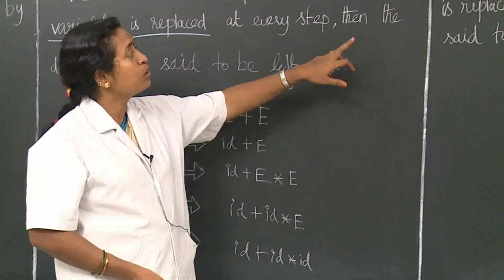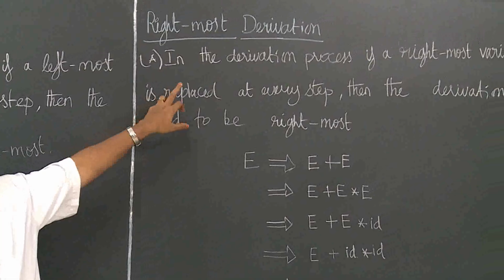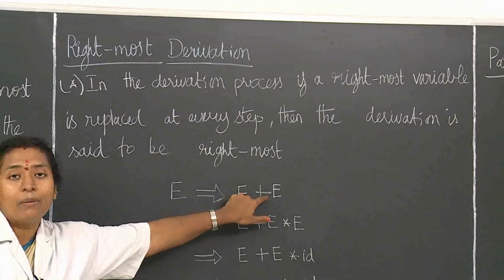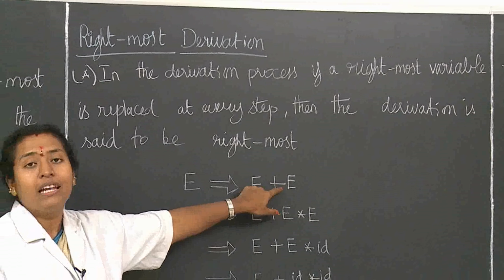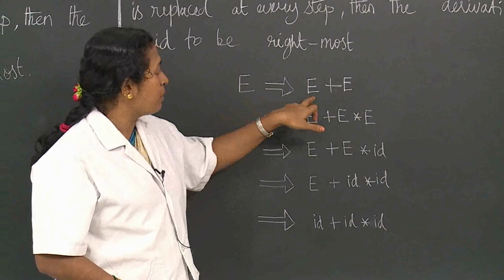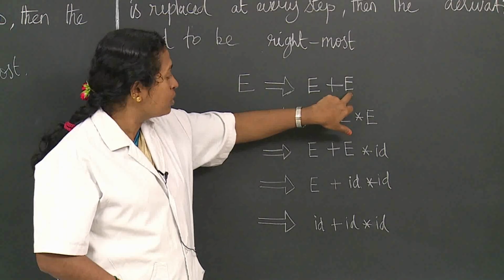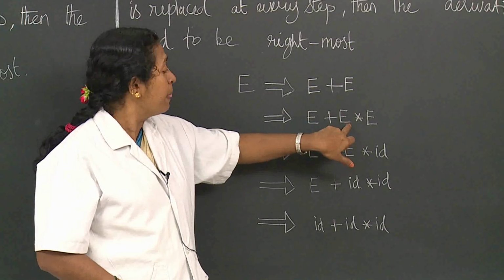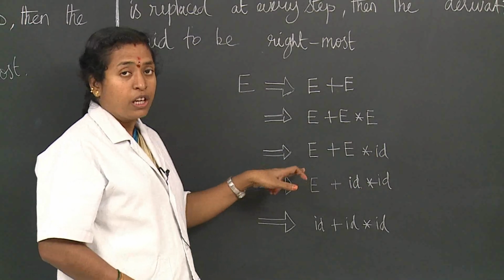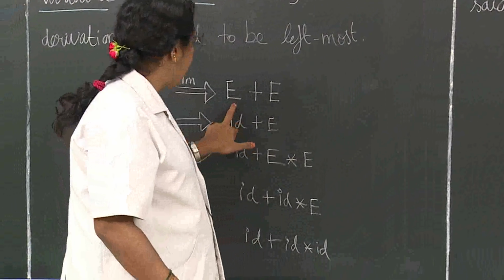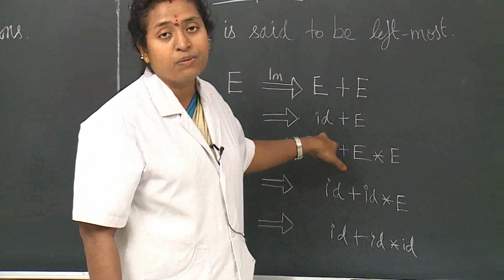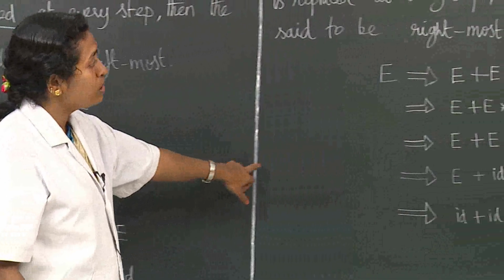Next we can see rightmost derivation. In the rightmost derivation, if the rightmost non-terminal is replaced first, then it is known as rightmost derivation. You see here, E tends to E plus E. In this, the rightmost E is replaced first by E star E, then it is replaced by ID likewise. If you see the leftmost, here the left E is replaced by the terminal symbol. So this is the difference between leftmost and rightmost.